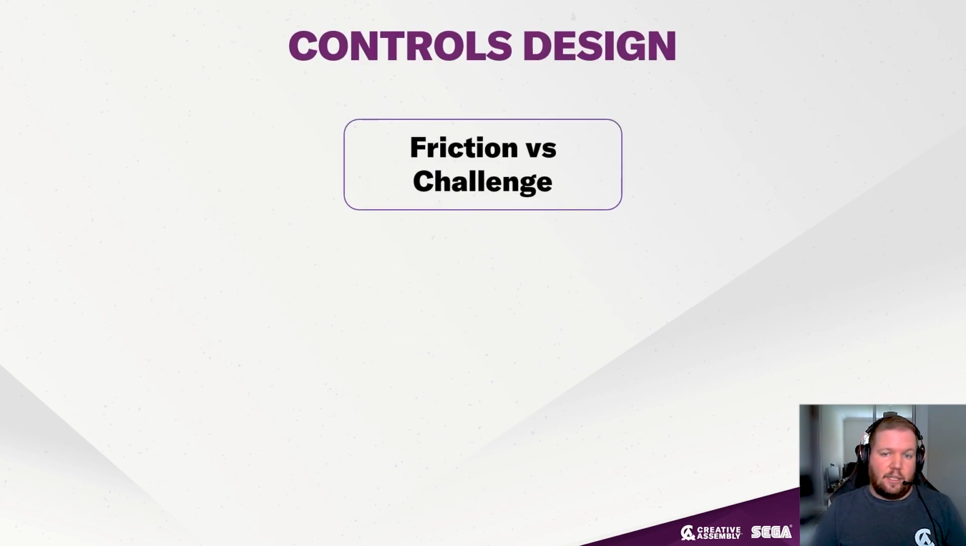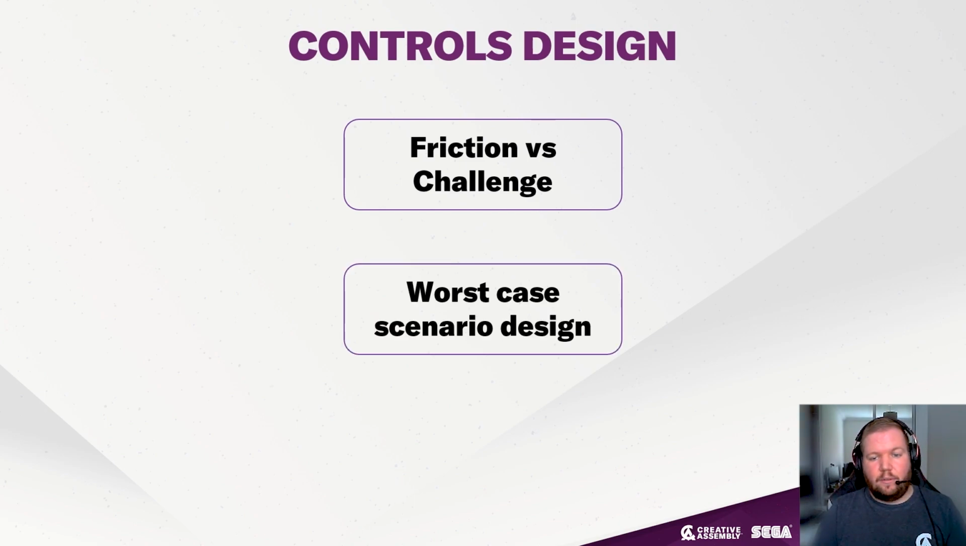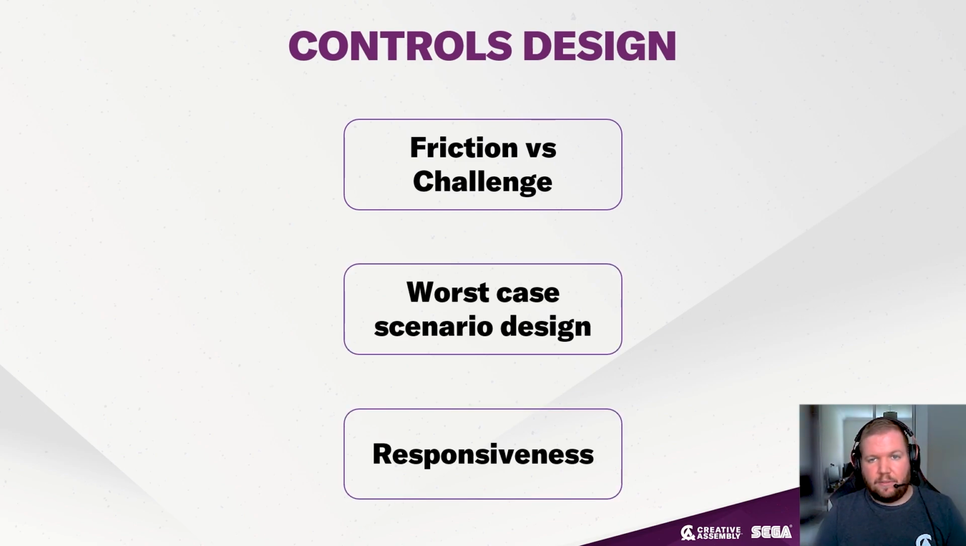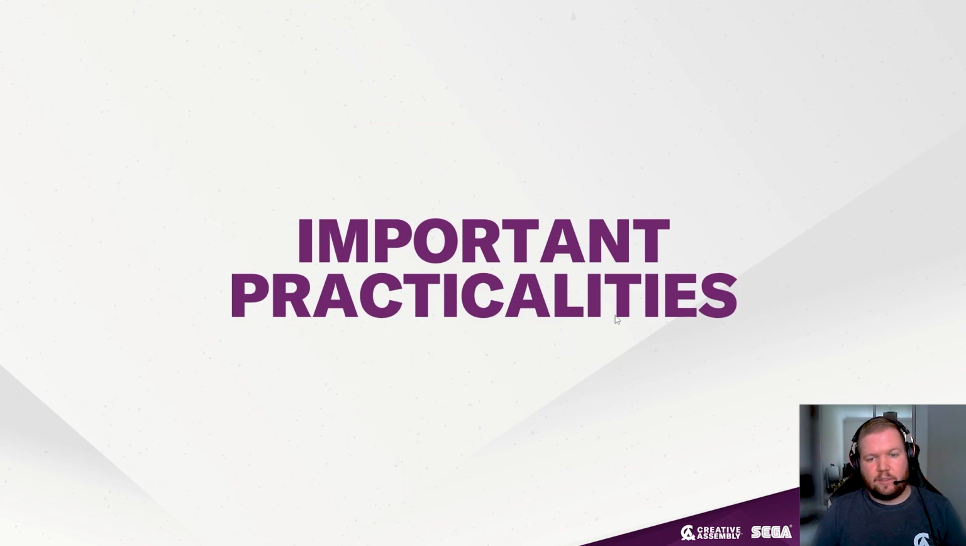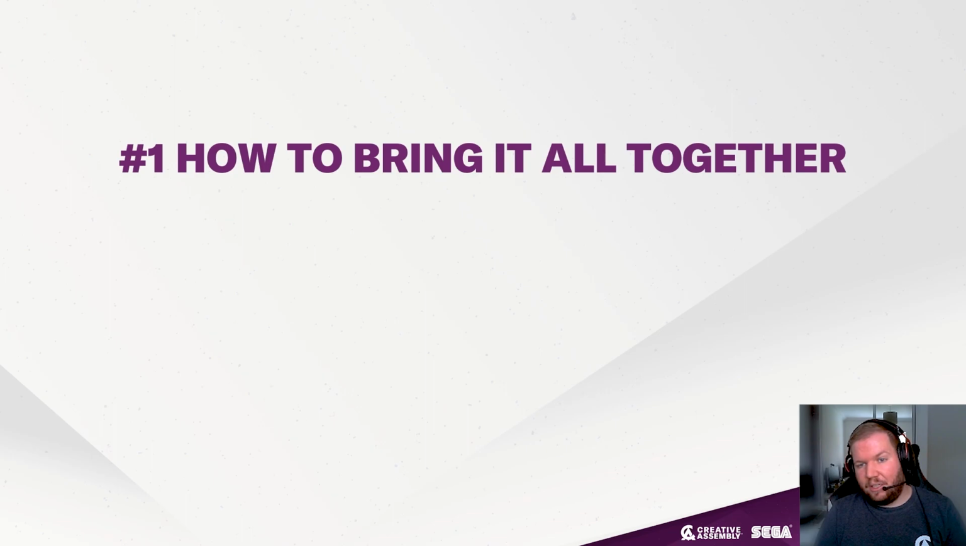In terms of control design, we talked about friction versus challenge, worst case scenario design, and responsiveness. And if you apply, again, convention and some of the other basics to this, this should give you a good picture of how to approach designing the controls for your game. And before we end the talk, let's talk about some important practicalities. So number one, how to bring it all together.